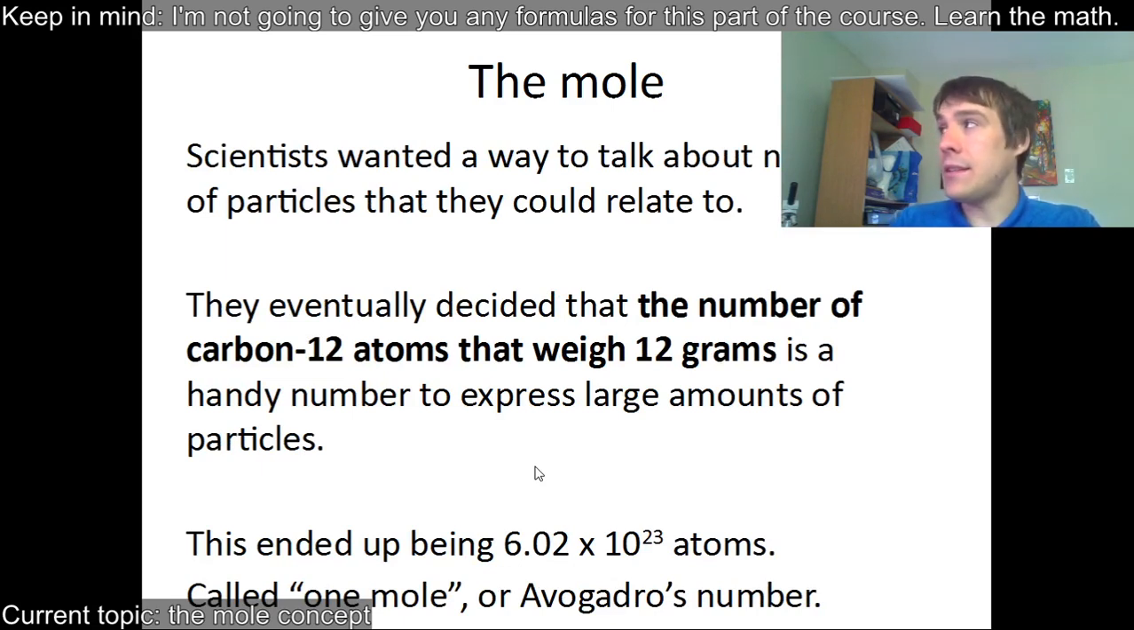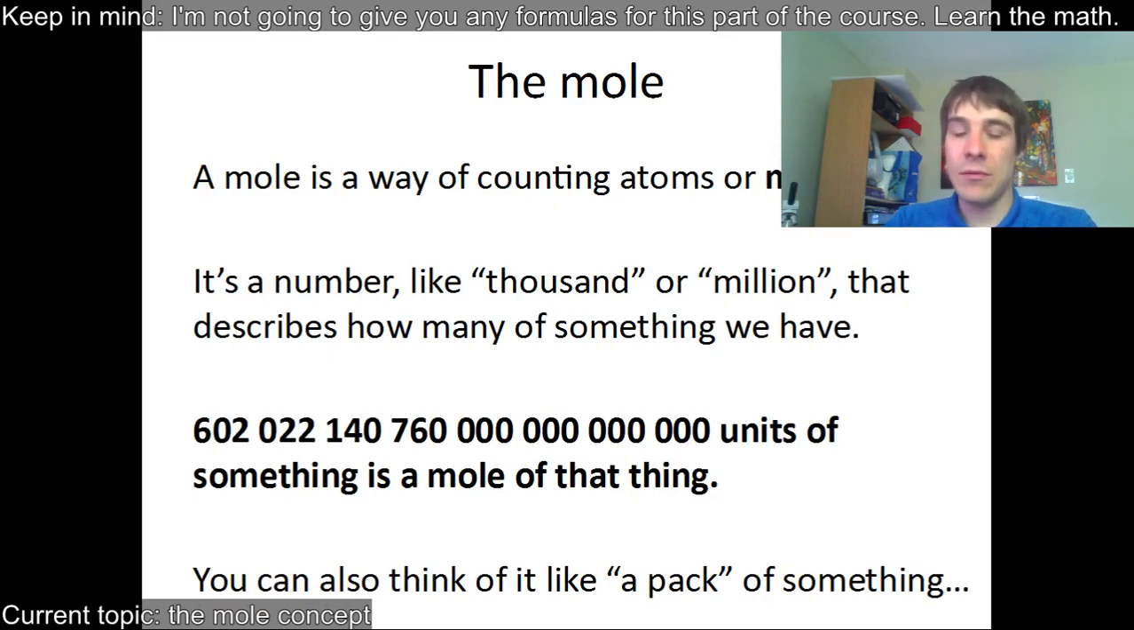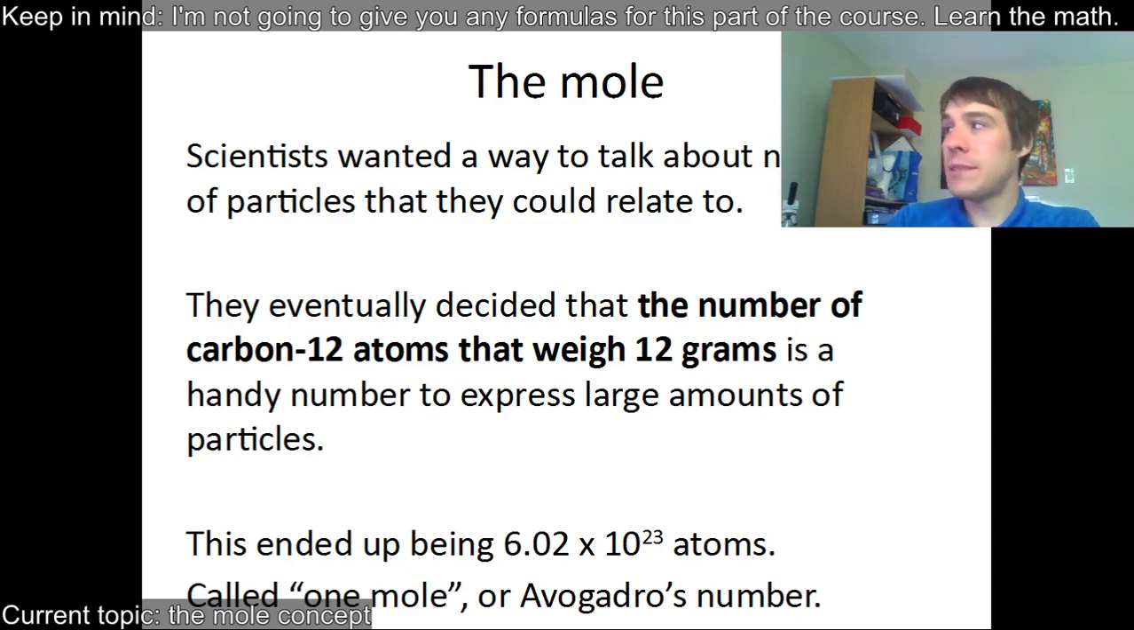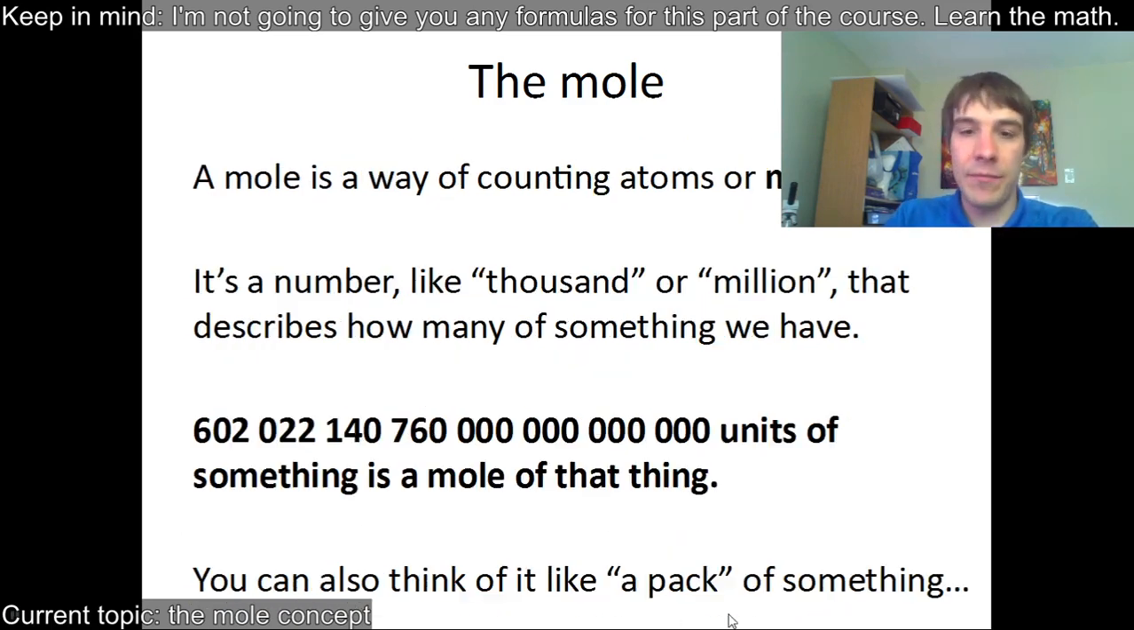It's really just a way of talking about numbers of particles in a way that we can relate to. They tried different things at the start because they were interested in gases. They used the amount of hydrogen that weighs 1 gram. But that turned out to be really difficult to figure out, so they moved over to the number of carbon-12 atoms that weigh 12 grams. It was easier to get carbon-12, I guess. Anyway, that's 1 mole, and that ended up being this big long number here. This is now internationally defined as exactly that number. That's called 1 mole. It's sometimes also called Avogadro's number, from this guy, Avogadro.